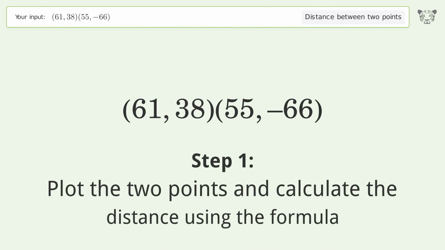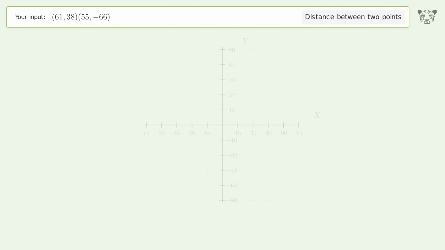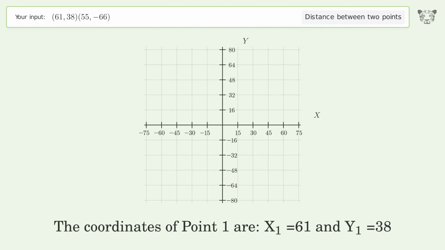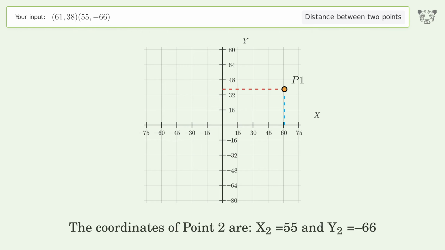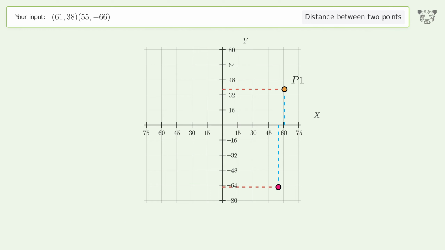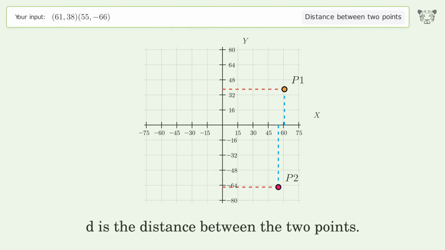Plot the 2 points and calculate the distance using the formula. The coordinates of point 1 are x1 equals 61 and y1 equals 38. The coordinates of point 2 are x2 equals 55 and y2 equals negative 66. D is the distance between the 2 points.